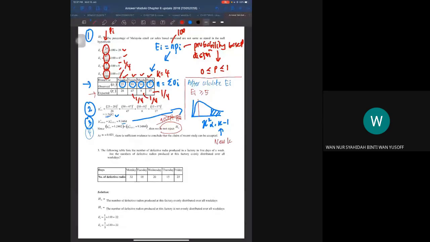So step 5 is the conclusion. For the conclusion, you can write back your hypothesis, just a simple conclusion. You just write which hypothesis that you accept. So in this case, we accept the H null because we do not reject H null. So you just write back your H null. It will be accepted. No need to write sufficient evidence and so on. You can straight away write which hypothesis that you support with the alpha. Don't forget the alpha.